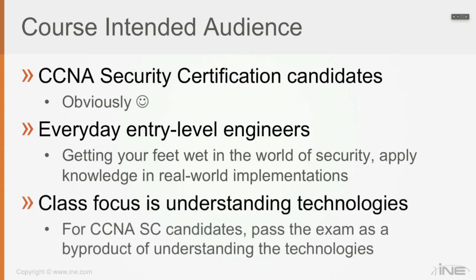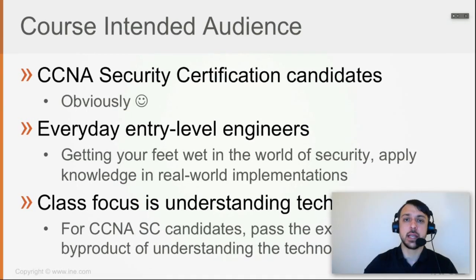The class is focused on learning and understanding the technologies. So CCNA Security candidates pass the exam as a byproduct of understanding the technologies. Your goal, not only for this class but in general, should be to learn how things work, why they work in a certain way, and then understand how to apply them on whatever the device is. For example, one of the reasons the CCIE track is such a wanted certification is not only because it's Cisco, but because whoever goes on that journey learns, first of all, how technologies work. And then, of course, they learn the Cisco implementation of putting those technologies on their devices.